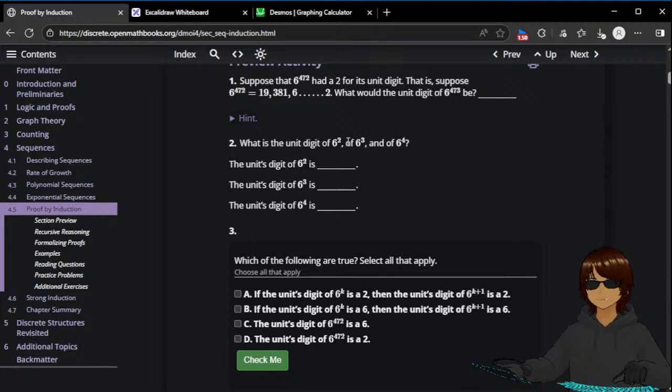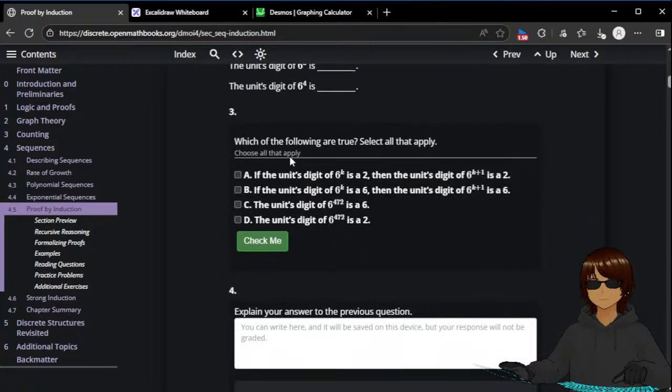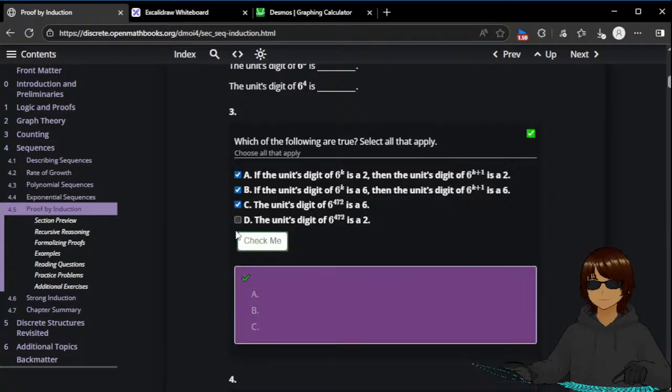Unit digit of 6 to the power of 2, 6 to the power of 3, 6 to the power of 4. It's all 6. Unit digit is a 2. The unit digit of k plus 1 is a 2. Okay. 6, then this is true. This is true.